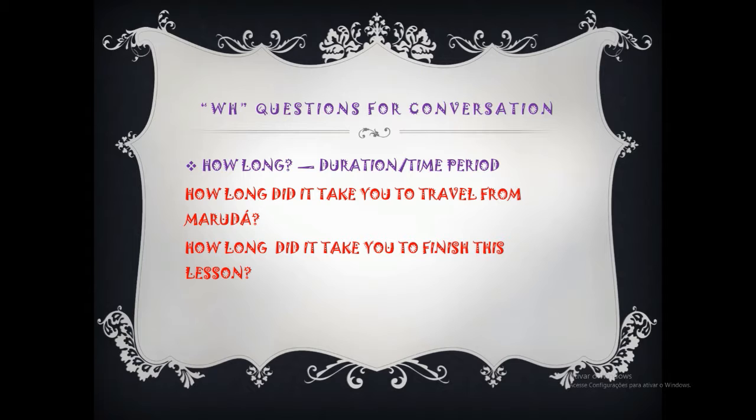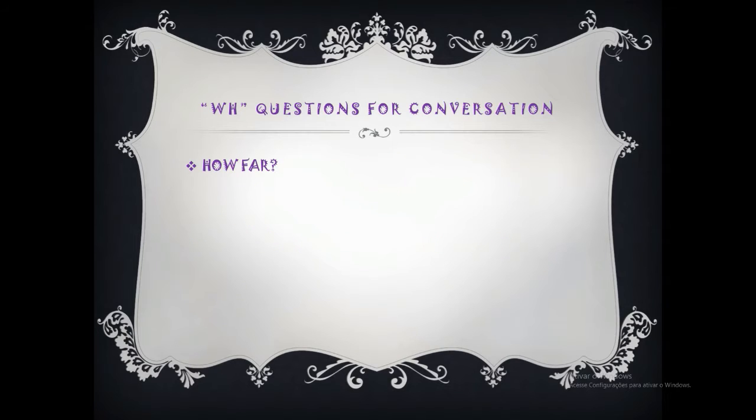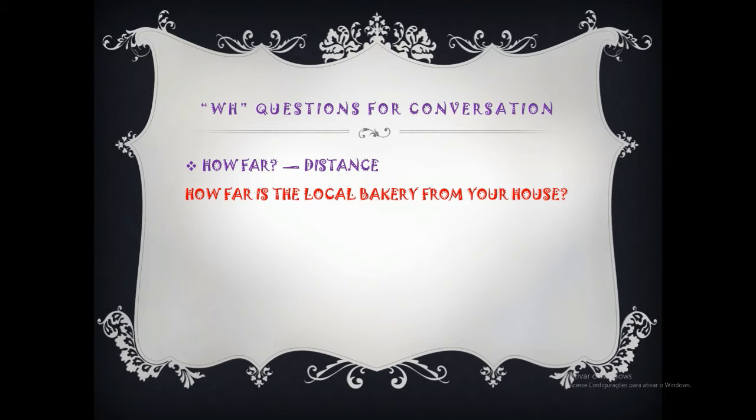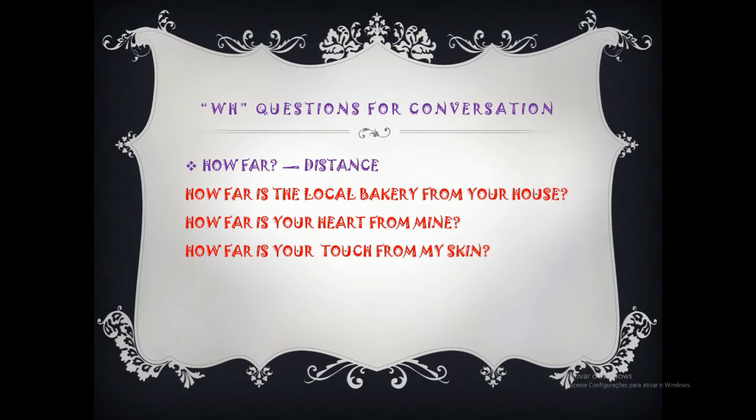The next question using the word how, when it's followed by the word far, we are always talking about the distance. I mean the physical distance. So I can say, how far is the local bakery from your house? Or, how far is your heart from mine? Or, how far is your touch from my skin? We are talking about the distance between two specific areas.